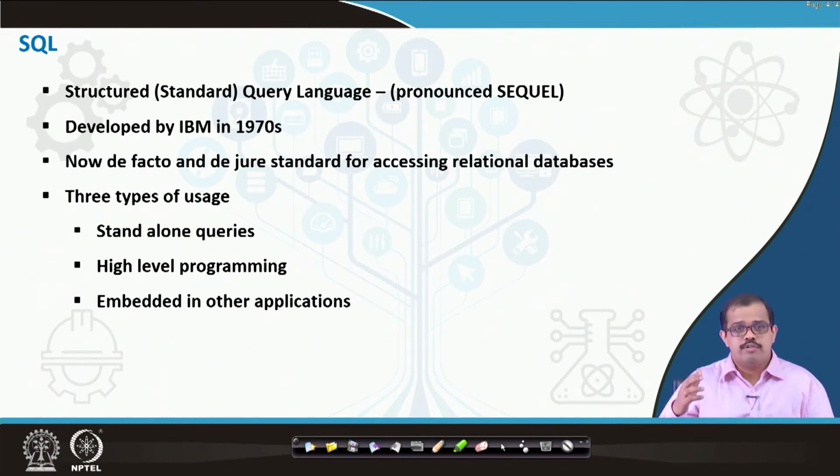There are three types of usage. One is standalone queries, if you just have a small query. It can be high level programming, where you write programs for extraction of information. The most important thing happening in today's world is embedding it in other applications, so that it extracts information from users, very similar to those APIs that you use. You embed it into different applications, so the information is sought.